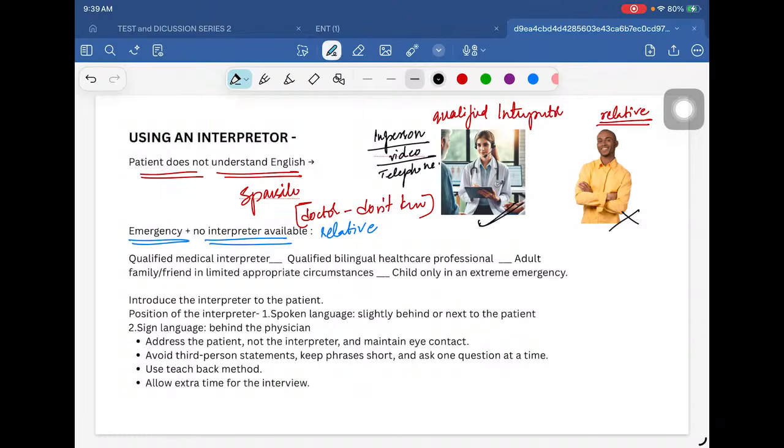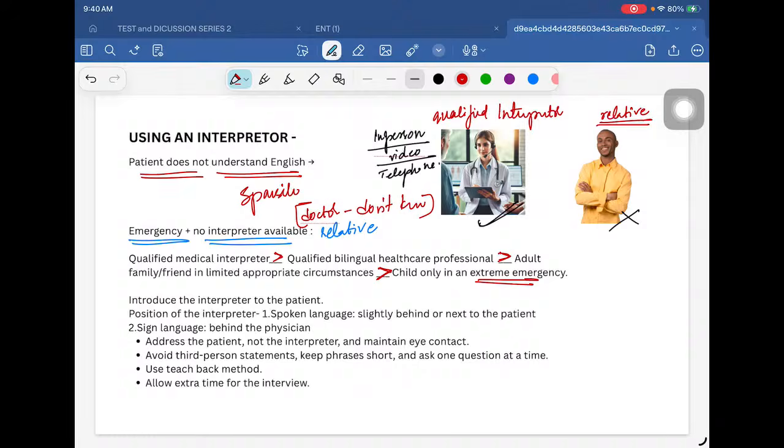Okay, I will give you the order. So the order would be qualified medical interpreter greater than qualified bilingual healthcare professional greater than adult family or friend in limited appropriate circumstances like emergency, etc. When it is an extreme emergency and you don't have any option at all, then you go with a child. Okay, so this is the order of selecting the interpreter for the patient.